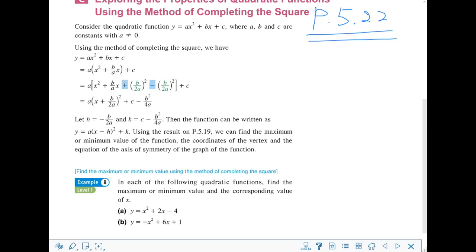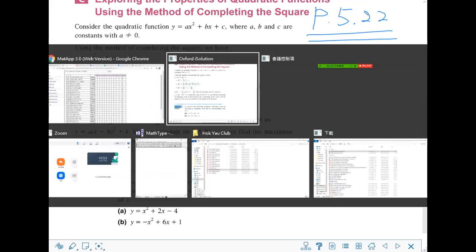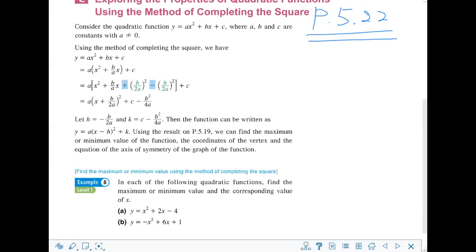So let's go back to the textbook. So we are now on page 5.22, and for example 8, we have done example 8 yesterday by using the calculator formula 1. But today I'm going to teach you how to find the maximum value, minimum value ourselves. Okay, so let me just create some space first.